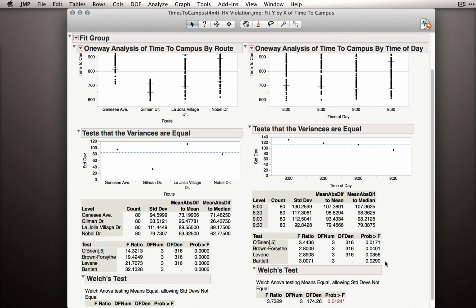Here we still have p-values that are less than 0.05. They all differ a little bit, but I think we can be reasonably confident in this case that we've again violated the assumption of homogeneity of variance. It isn't the case that these different groups were drawn from populations that have the same variance.